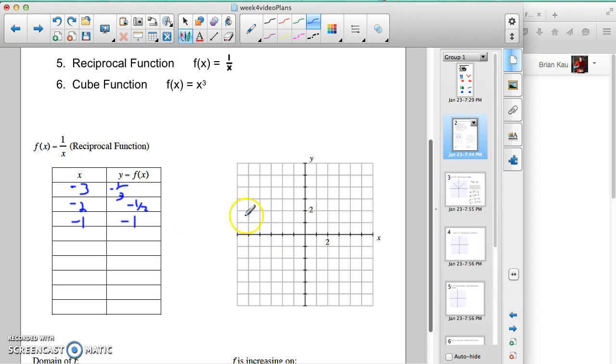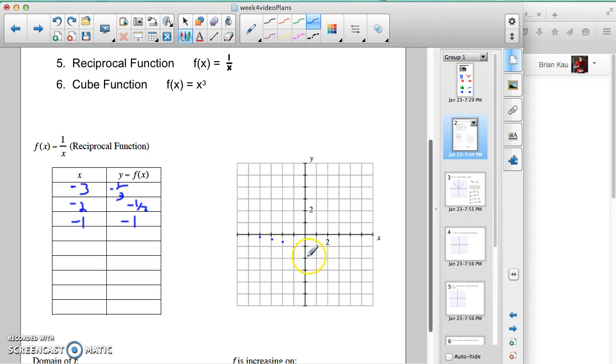All right, if we graph these first 3 points over at -3, we're going to be down at -1/3. About there. -2, we're at -1/2. -1, we're here. Now this looks like it's getting closer and closer. If I go -4, it's going to be -1/4. That's going to be a little closer there, and we're going to get closer and closer.